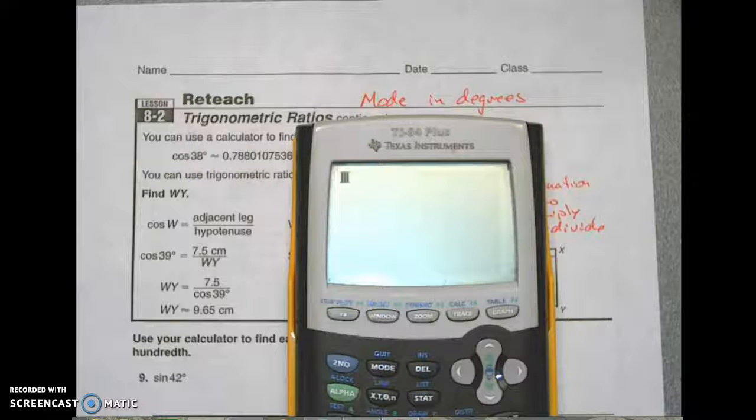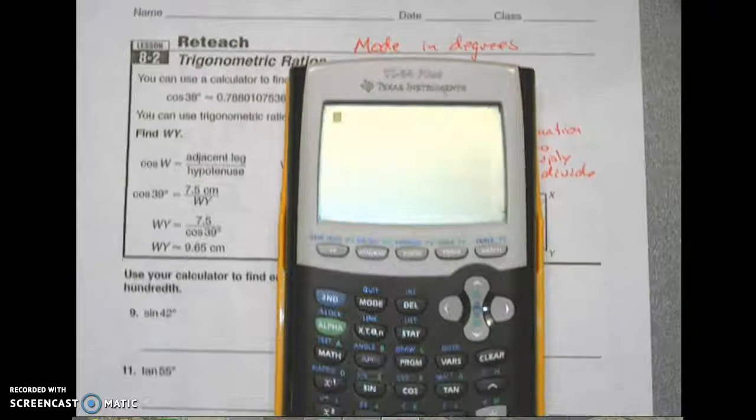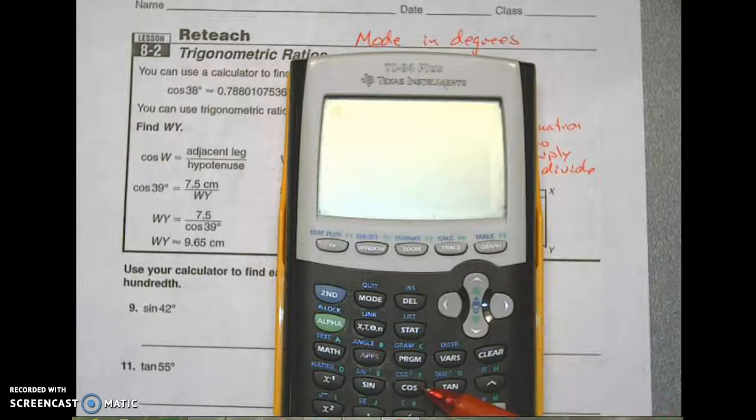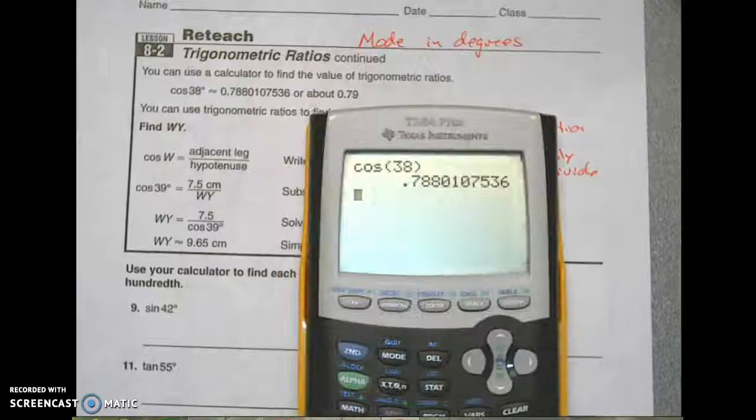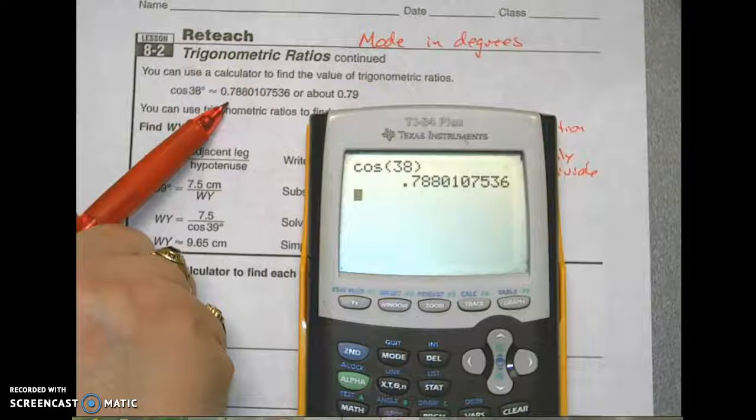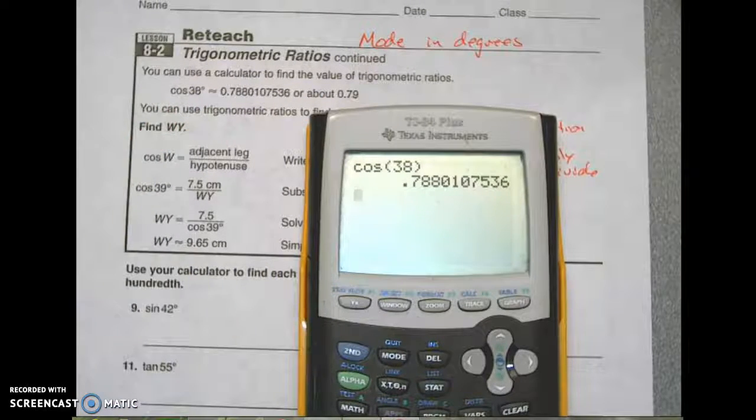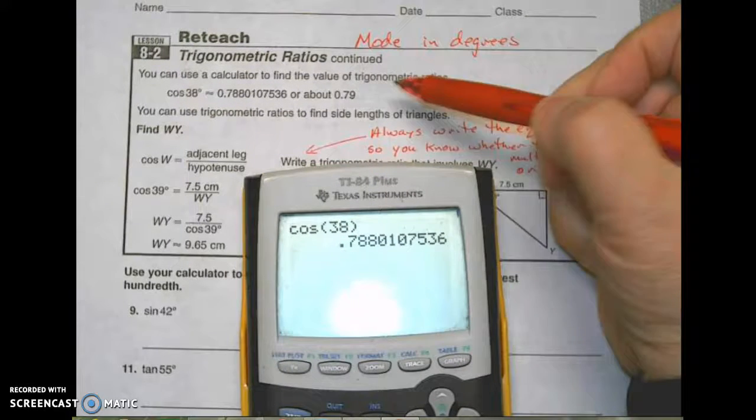And if I want to type in the cosine of 38 degrees, again, my trig functions are in the middle black row here, my sine, cosine, tangent. So my cosine of 38 degrees gives me the decimal number that you see here. Usually we round to the nearest hundredth, so 0.788 rounds to 0.79.